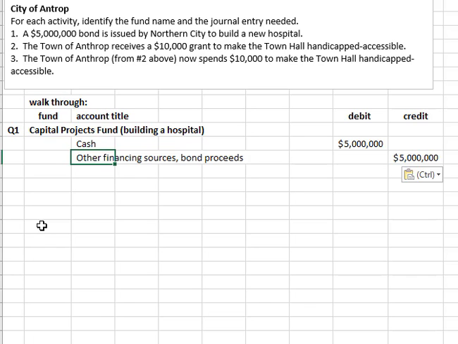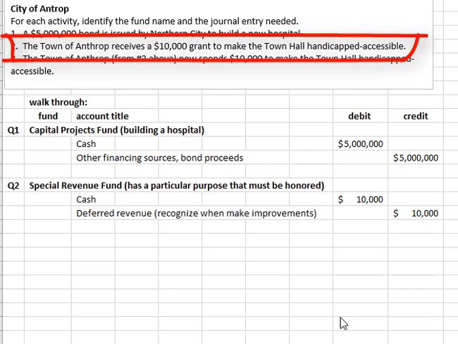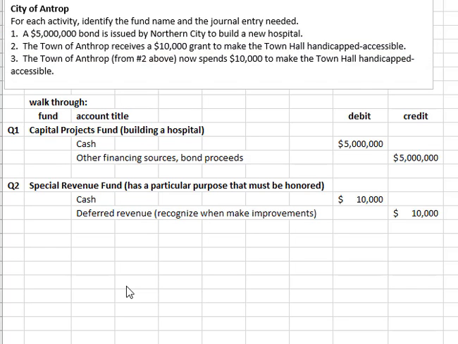Next, they receive a grant, and the grant is for a particular purpose. So what kind of fund should we use when we get revenue that's designated for a specific activity? So that's going to go in the special revenue fund. So you're going to get cash, and you don't get to recognize the revenue until you do the thing that the revenue is for. You haven't earned it until you make the improvements.